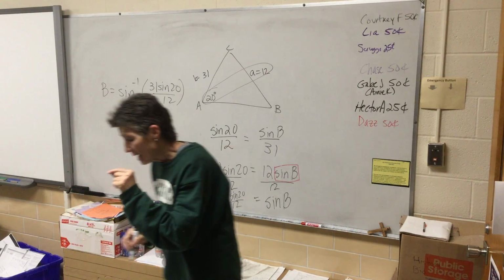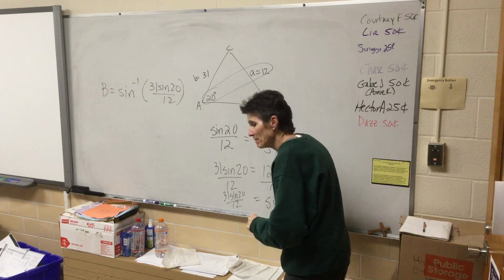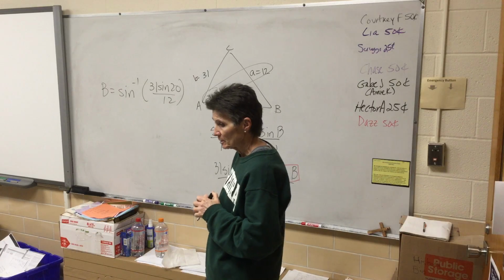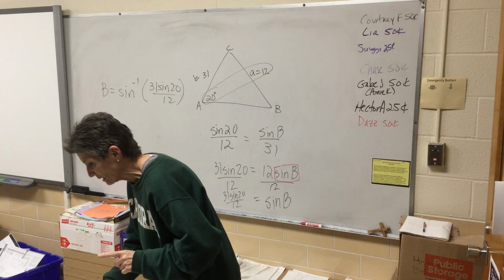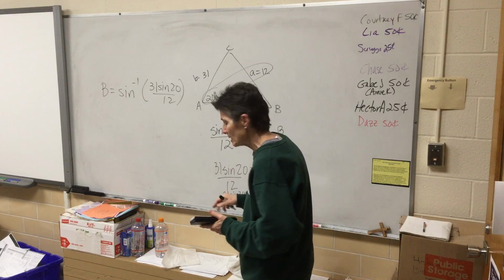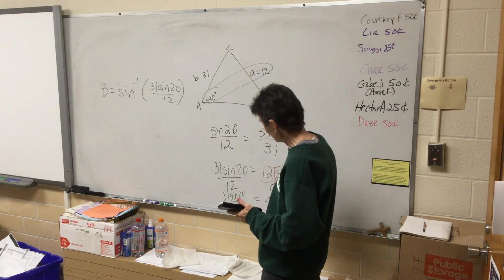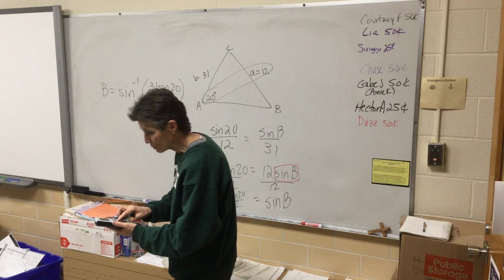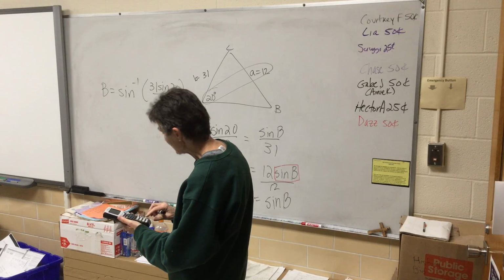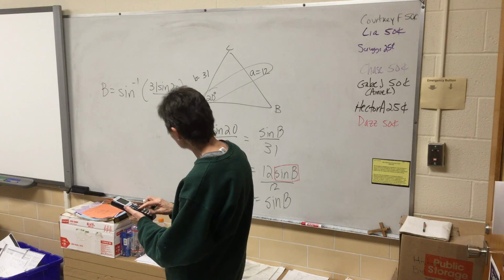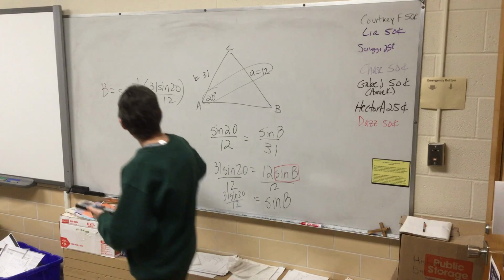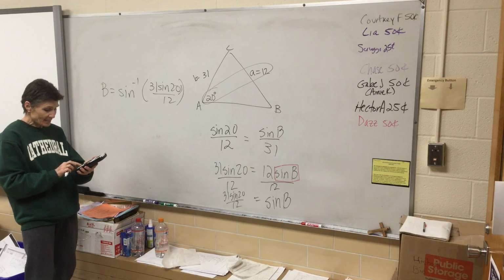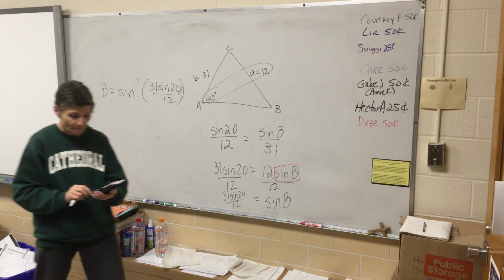When you end up with sine B equals, you have to second sine. We never ended up with that in the last couple days, the other examples we did. But when we end up with sine B, we have to second sine. So don't be confused, just type it in. Second sine 31 sine 20, close the parentheses after the 20, divided by 12 equals.